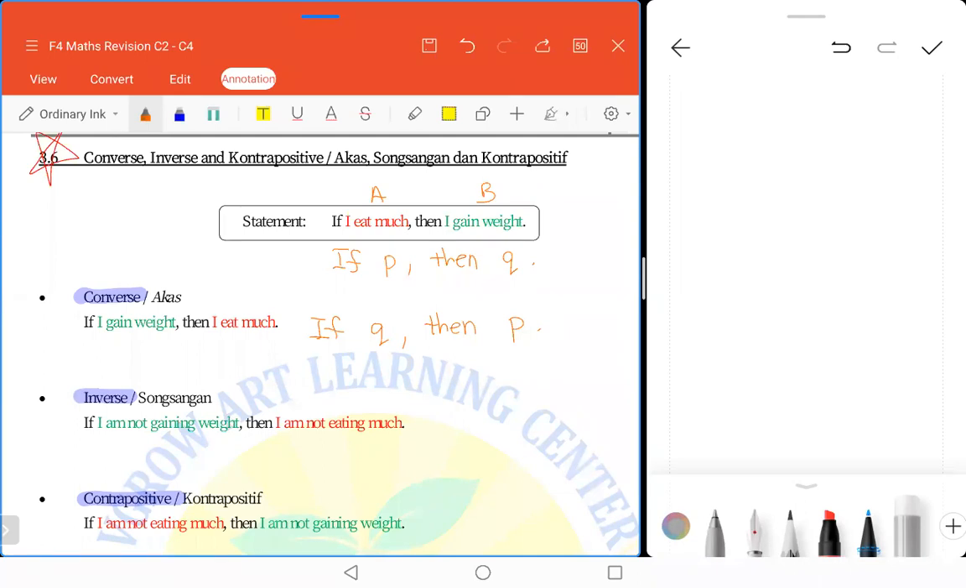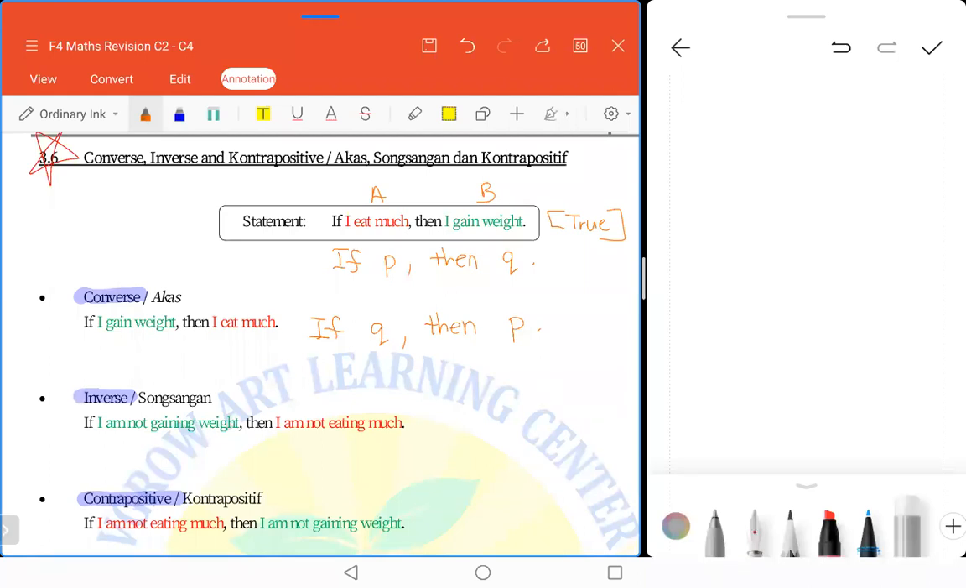But over here, you see the original statement: if I eat much, then I gain weight. The statement is true, right? I think this is a true statement. If you eat much, then you must gain weight, right? We go to the converse. We read again: if I gain weight, then I eat much. Do you think it is correct or incorrect? True or false statement? Is it true? If I gain weight, then I eat much. What do you think?